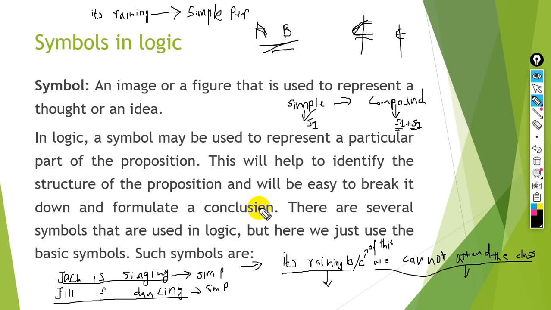So symbols are used to identify the structure of a proposition. If we want to check the structure of a proposition, then on the basis of that structure we can easily conclude a result from those propositions. Because of that we are using different symbols for the representation of propositions in logic.